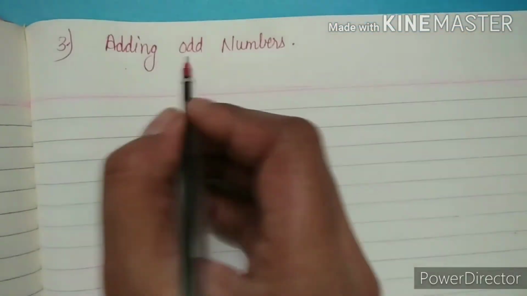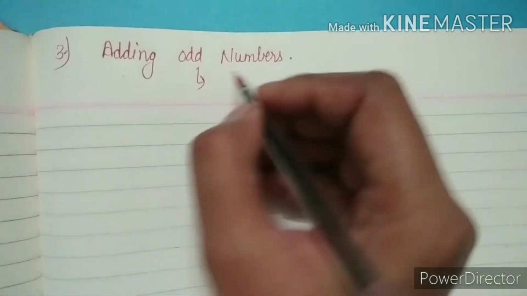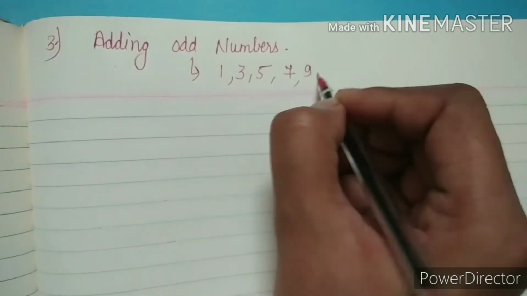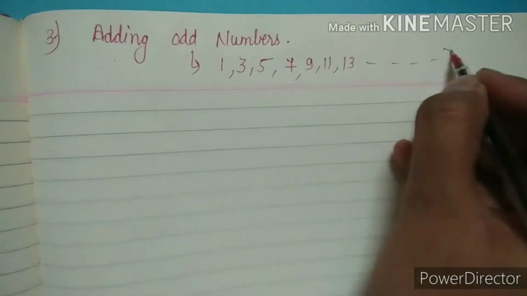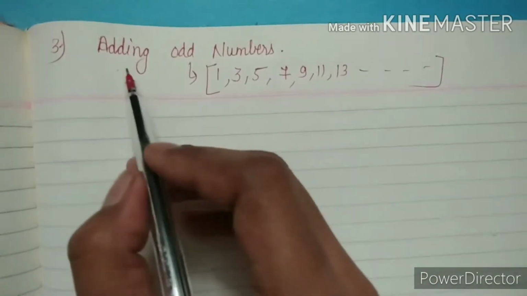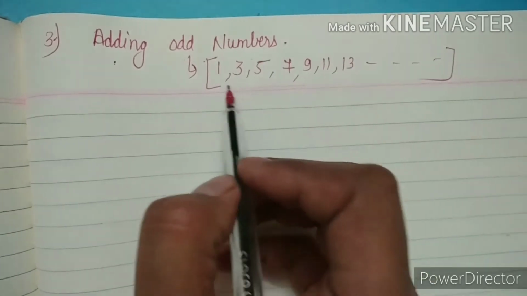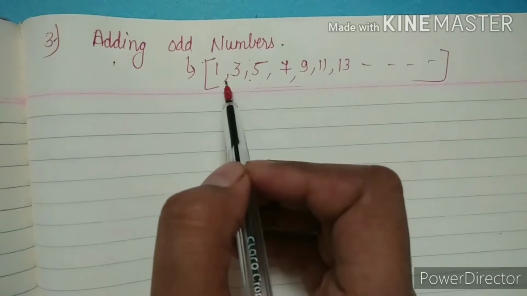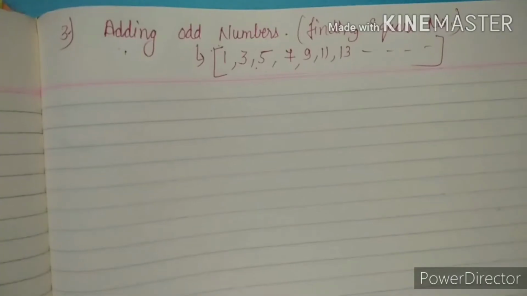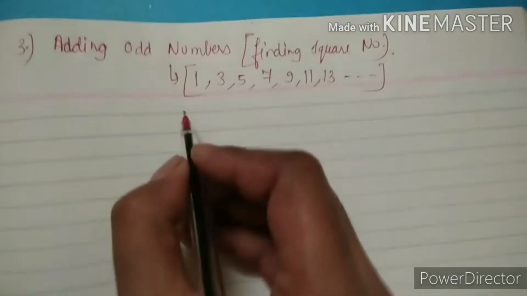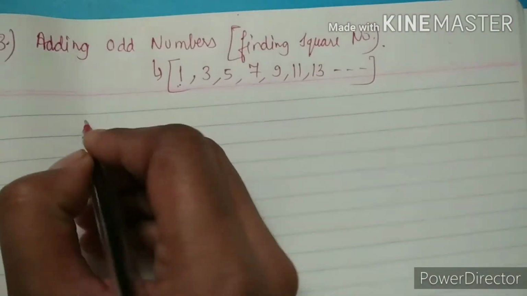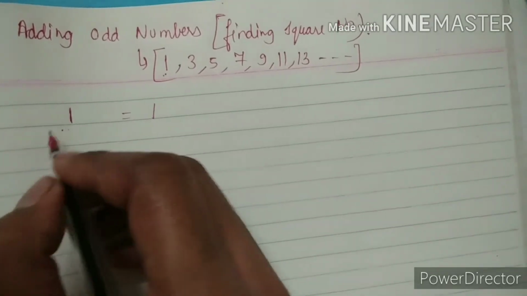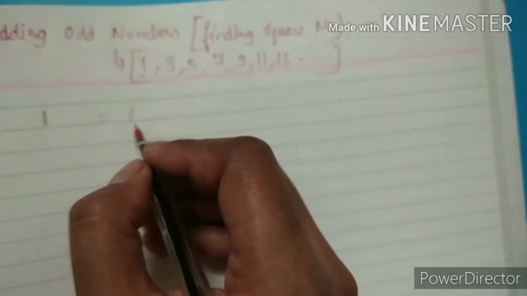The third property is adding odd numbers. Odd numbers are 1, 3, 5, 7, 9, 11, 13 and so on. So how can we find the square root by adding odd numbers? Firstly we start with the first odd number, which is 1. So 1 gives us 1, because we did not subtract anything.